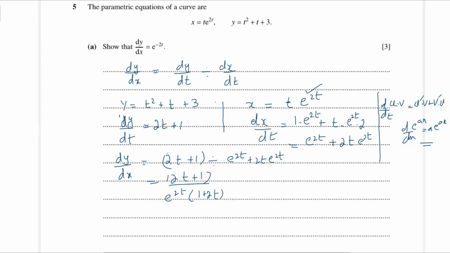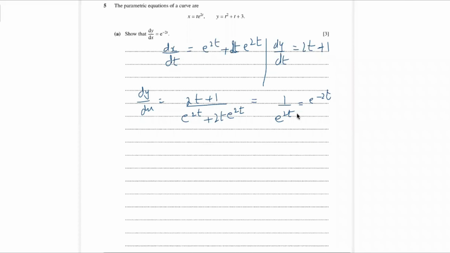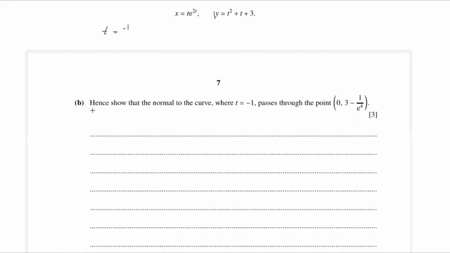Therefore, both values are the same, so they can be cancelled. Now we get 1 over e power 2t, that is e power minus 2t. This is the answer: dy over dx equals e power minus 2t. We have to prove this. Now we move to the next part of this question.